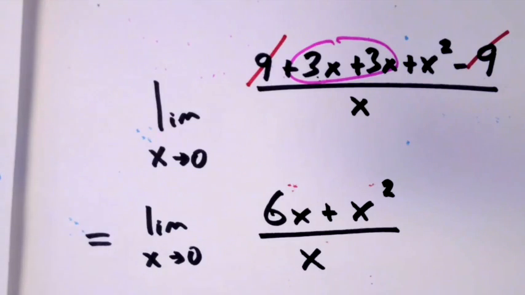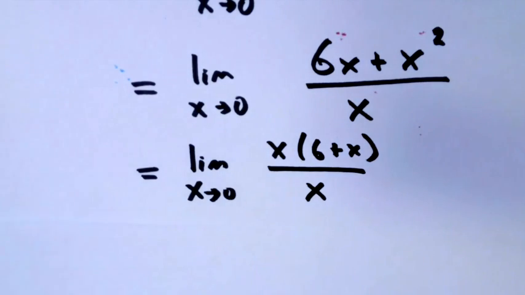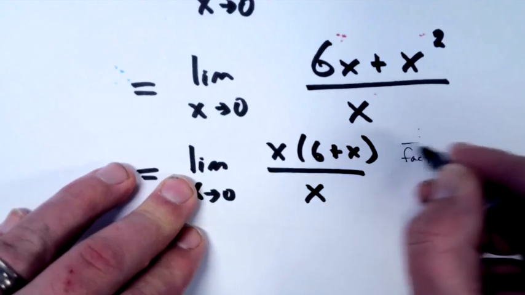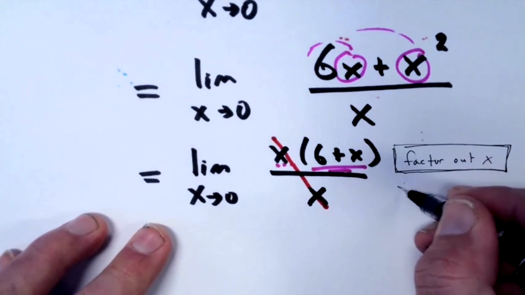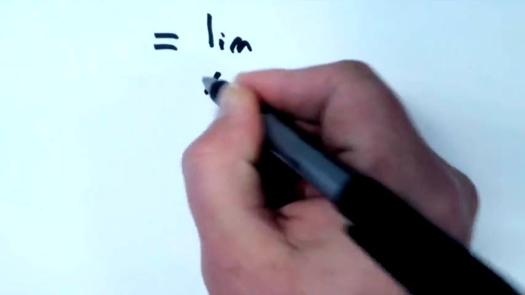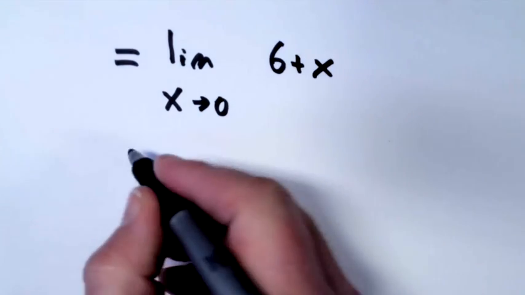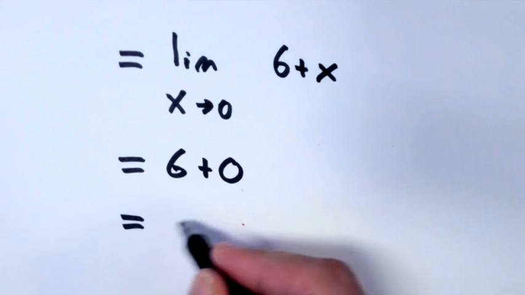But can I do anything else? What we need to do is factor out the x. So here I'm factoring out an x, and then I can cancel it. After I cancel the x's from top and bottom, I'm left with the limit as x approaches 0 of 6 plus x. Now there's nothing that's keeping me from plugging this in because I have solved my divide by 0 issue. So I have 6 plus 0, which is 6.